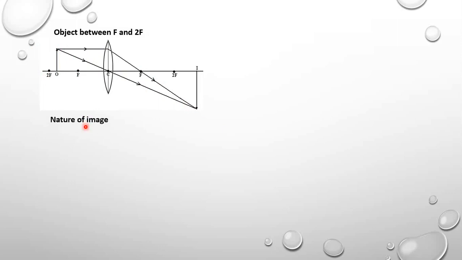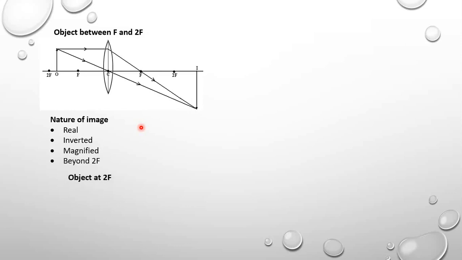real. Remember, I defined a real image as an image formed by intersection of actual rays, and they can be formed on the screen. So in this case, the nature is real. You can see it's also inverted, and then it is magnified and formed beyond 2F.